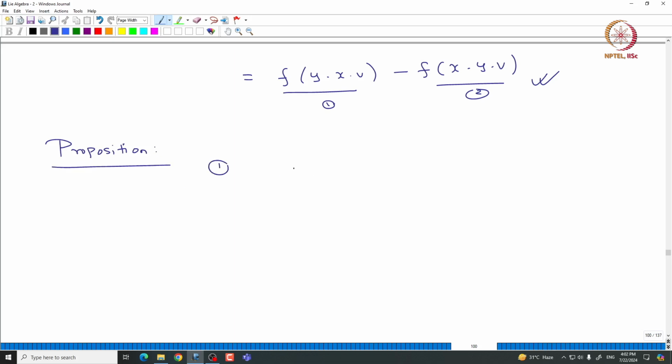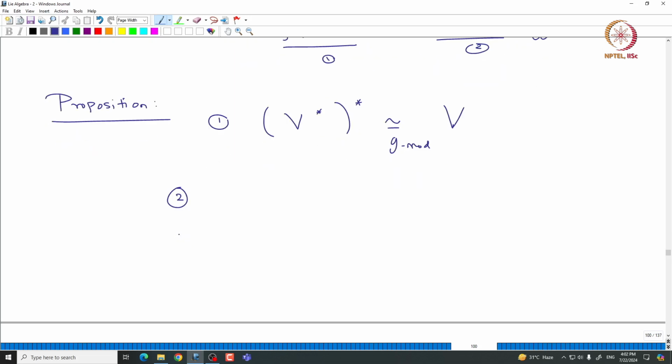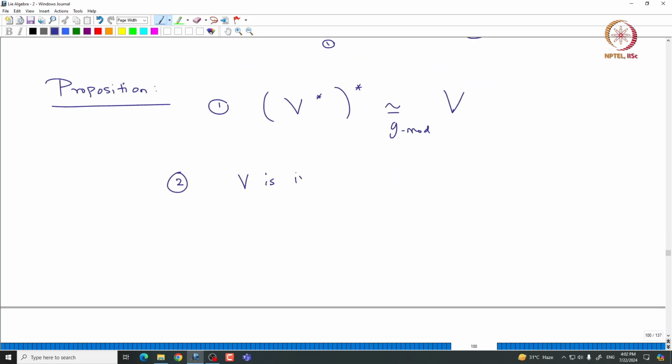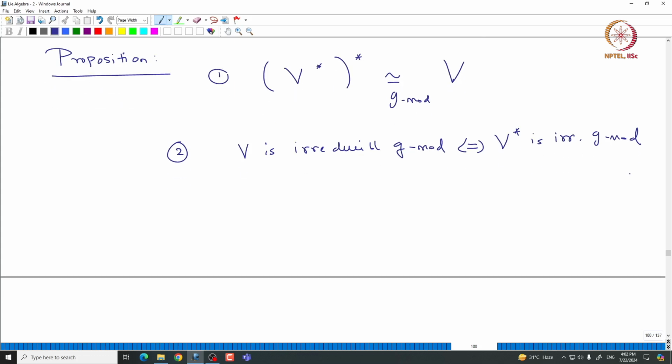So, as a first thing, one can construct the dual of the dual. And one can easily see that it is naturally isomorphic, as a G module, to capital V. And the second thing is, using the first one, one can prove that if V is an irreducible G module, then one can immediately conclude that V star is also an irreducible G module. So, now using one, it is enough to prove that, for example, V star irreducible implies V is irreducible. Okay. So, let us check both the things.